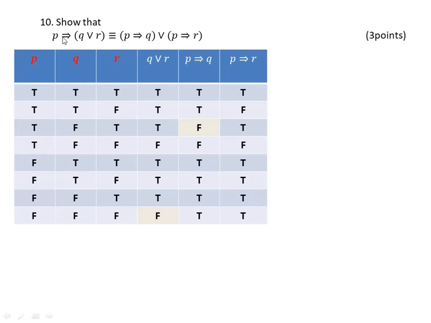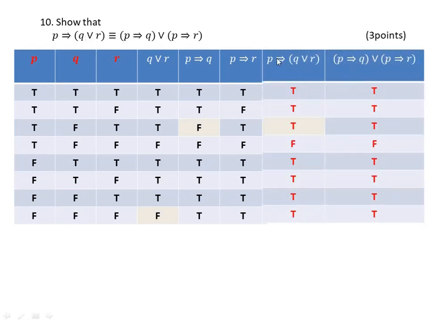Then let us determine P implies (Q or R), and finally, (P implies Q) or (P implies R). Now, P implies (Q or R) has truth values true, true, true, false, true, true, true, true. And for (P implies Q) or (P implies R), we join the two by disjunction, which is false only if both P implies Q and P implies R are false. Otherwise true. Therefore, this has truth values true, true, true, false, true, true, true, true.